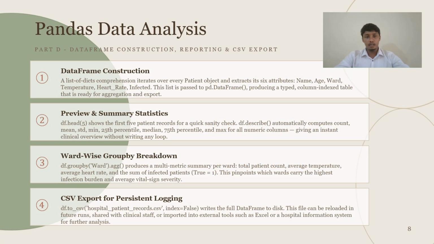Pandas data analysis. After statistics, we move all our patient data into a Pandas DataFrame. Basically, a table with columns for name, age, ward, temperature, heart rate, and infection status. From there, df.head() gives us a quick preview of the first 5 rows, and df.describe() gives a full statistical summary of every numeric column automatically.